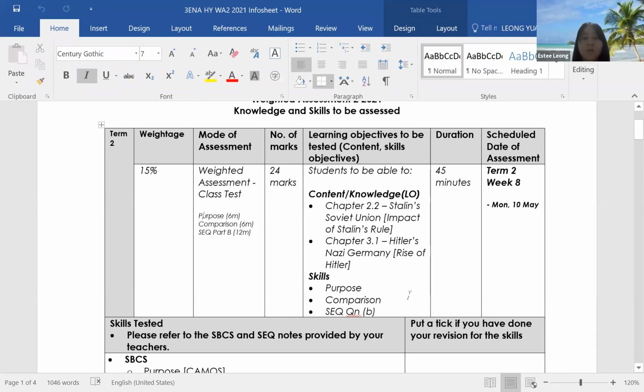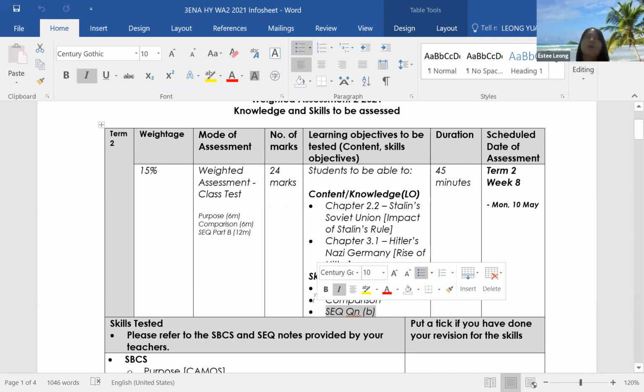The homework is for the purpose and comparison skills. These are the questions. This is what will be tested: the skills, purpose, comparison, and SEQ part B, which is the two-sided question. For example, I give you a statement such as: Stalin's rule benefited Russia. How far do you agree with this statement?